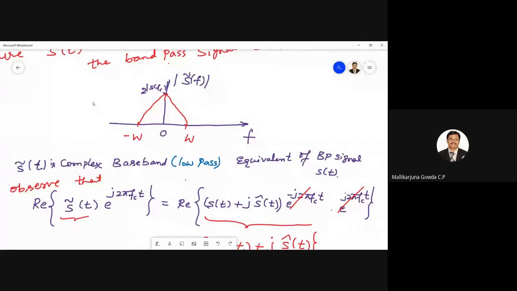I said it is a complex low pass signal. What is a low pass signal? With respect to modulation, low pass signal means what? Hope you understand my question. Low pass signal means what with respect to modulation?